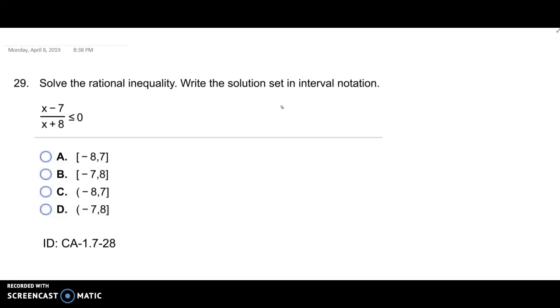Okay, for this one we're going to start with the restriction. That is that x cannot equal negative 8. So then we're going to solve for x. (x minus 7) over (x plus 8), we're going to say that equals 0 over 1.